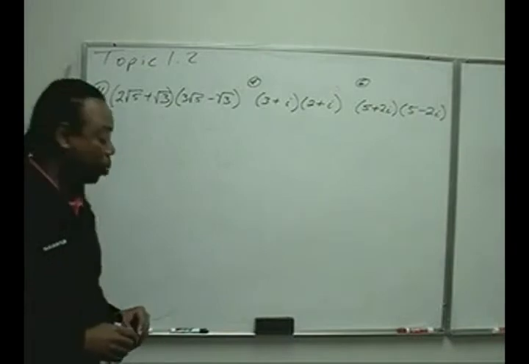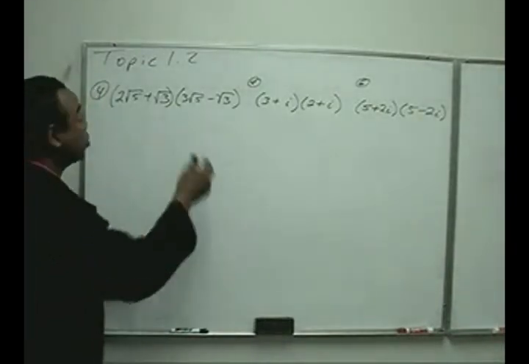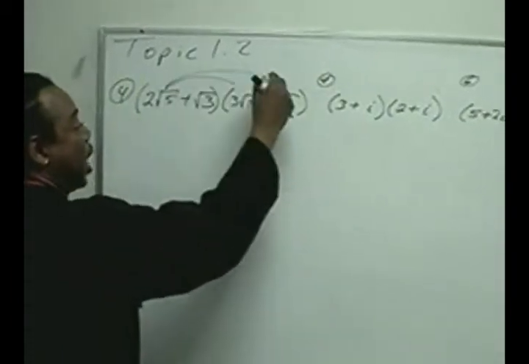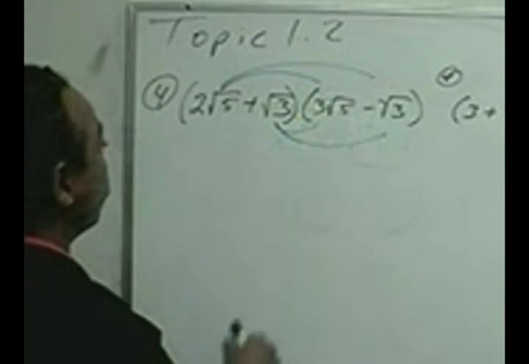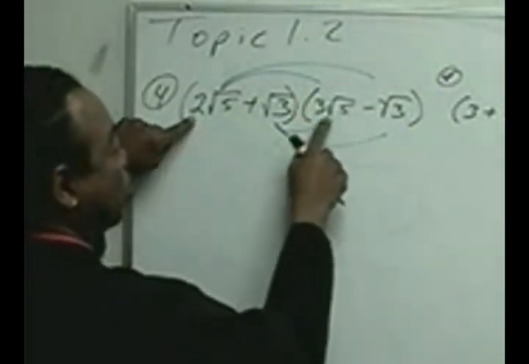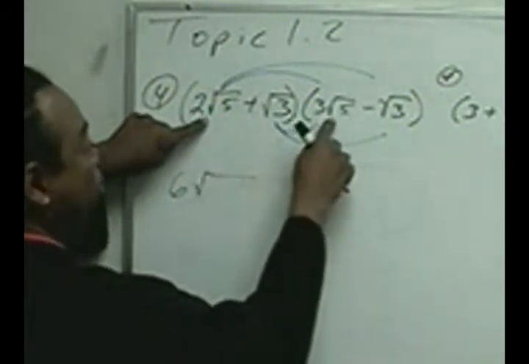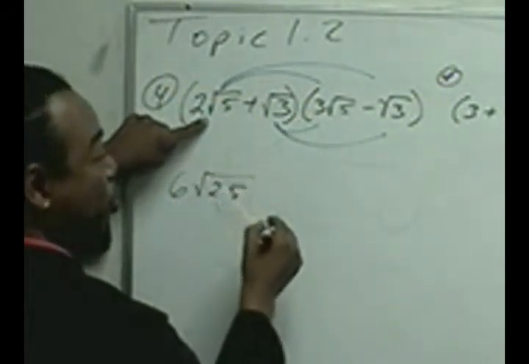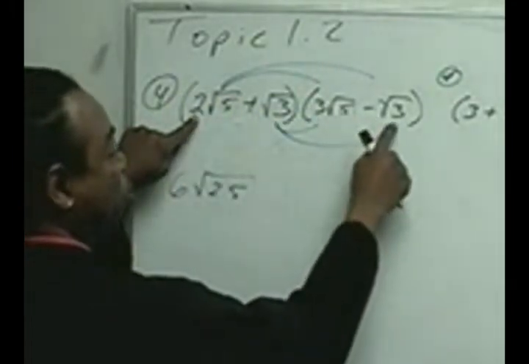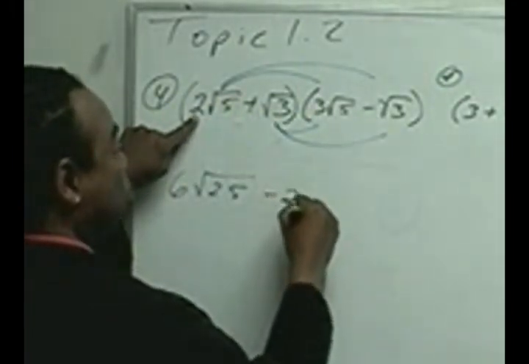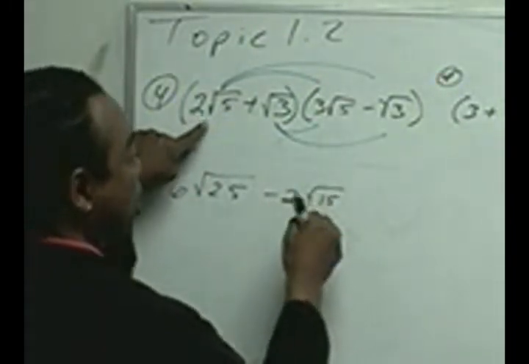Okay, now we're going to multiply using the FOIL because we have 2 binomials. So we'll multiply the first, the outside, the insides, and the last. So 2 square root of 5 times 3 square root of 5. The 2 times 3 gives us 6. And the square root of 5 times the square root of 5 gives us the square root of 25. On the outside, we have a 2 square root of 5 times a negative square root of 3. That gives us a negative 2. And the square root of 5 times square root of 3 is square root of 15.